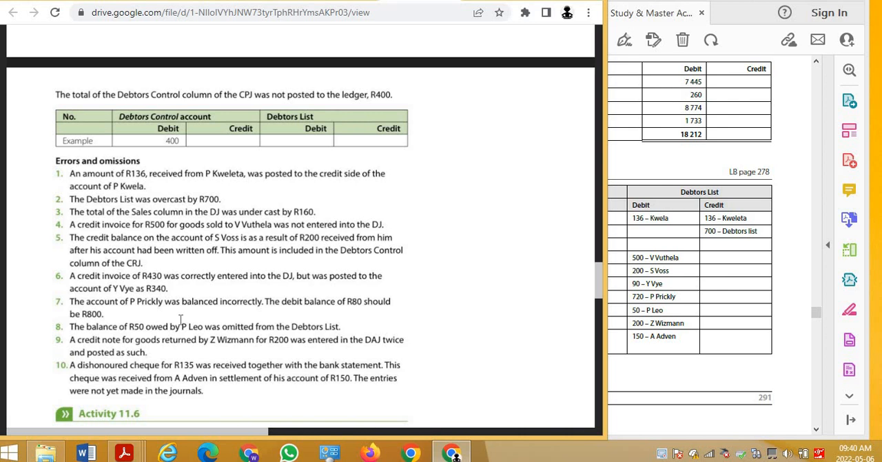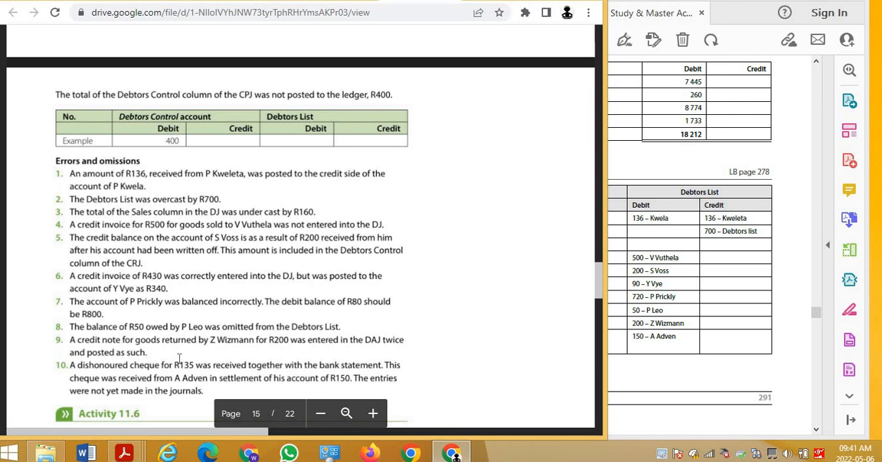A dishonored check for 135 Rand was received together with a bank statement. This check was received from A. Advin in settlement of his account of 150 Rand. Whoa. His account's 150 Rand. He gave us 135 Rand. Just keep it in your mind that it's not the same. We gave this person a discount.